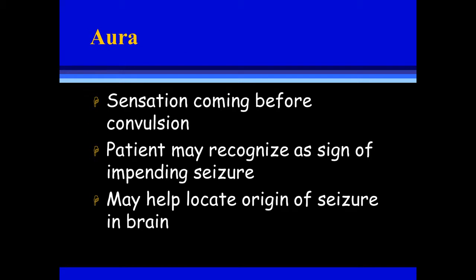An aura is a sensation coming before a convulsion. A lot of people who are epileptic know when they're going to have a seizure because they'll smell cotton candy. Anybody else smell cotton candy? Thud. Seizure. Okay? So, kind of cool. It's different for everybody. A patient may recognize a sign of impending seizure, which may help locate the origin of the seizure in the brain. So they can go in and ask, was it light, was it smell, whatever, and try to trace what region of the brain causes that.